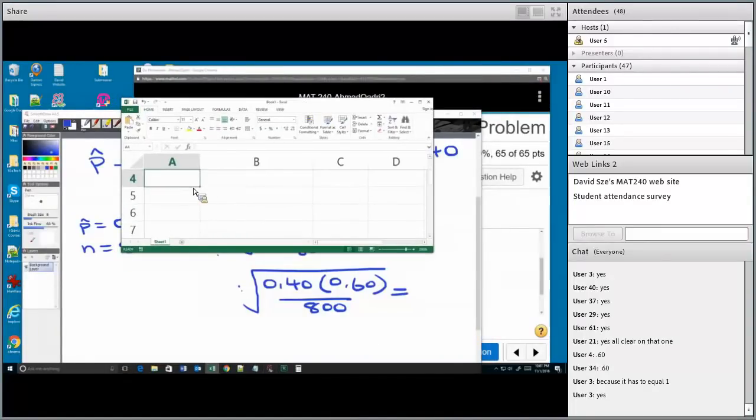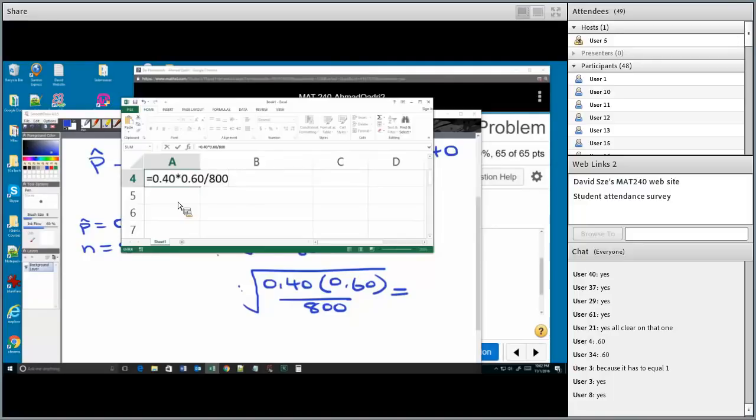So I'm going to use Excel, and this is how I'm going to do it. So follow the steps here. I'm going to say equal. The whole thing is a square root, so I'm going to say SQRT. And how about I do it stepwise, just to make it simpler for you? So first I'm going to calculate everything inside here. So I'm going to say 0.40 times 0.60 divided by 800. Is this clear? This is everything inside the square root. So let's just find that first. Hit enter and I get 0.0003.